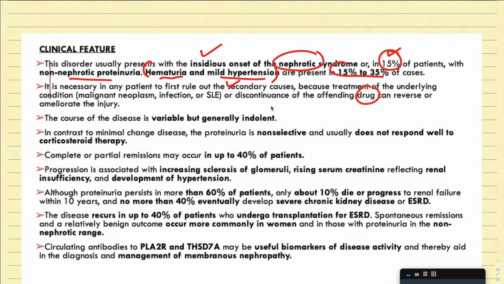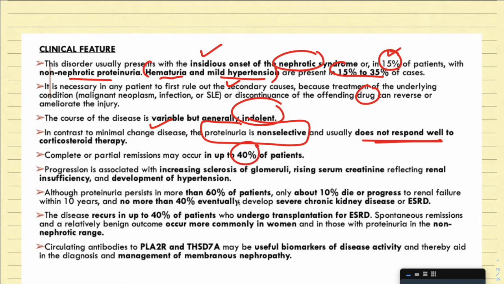Usually the process is indolent. In contrast to minimal change disease, which is the next topic of discussion, the proteinuria over here is non-selective. That means along with albumin, other types of plasma proteins are also lost. And very importantly, membranous nephropathy does not respond to corticosteroid therapy. Complete or partial remission may be seen in only up to 40% of the patients.